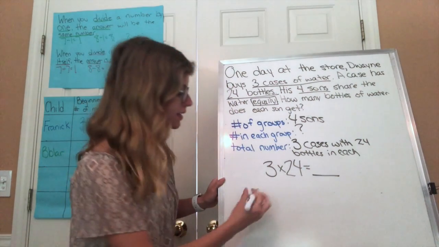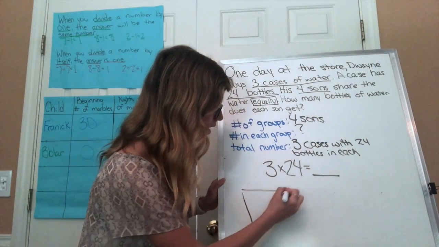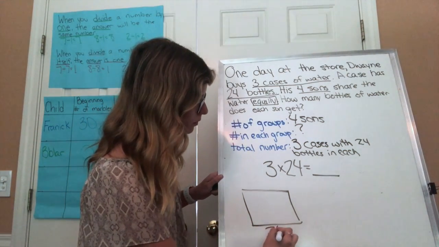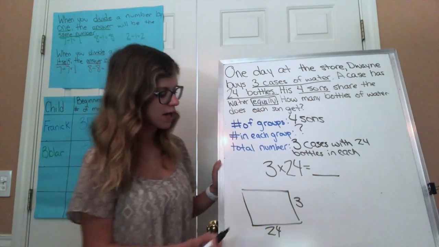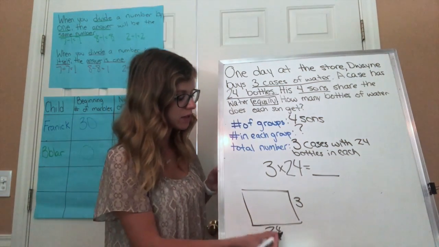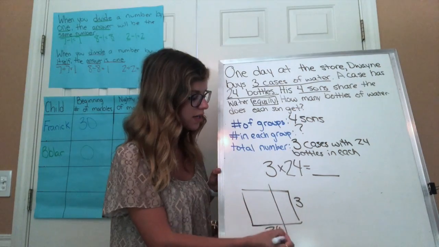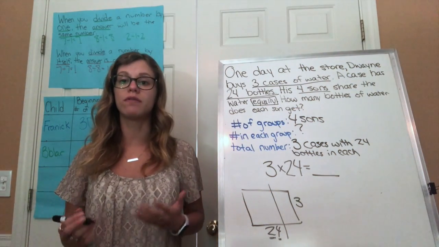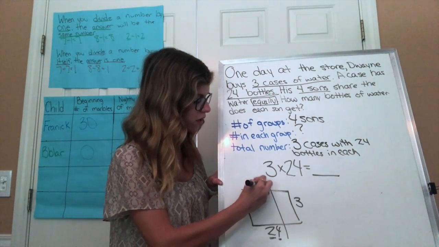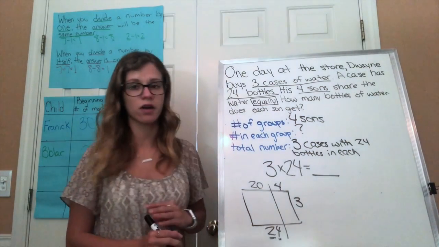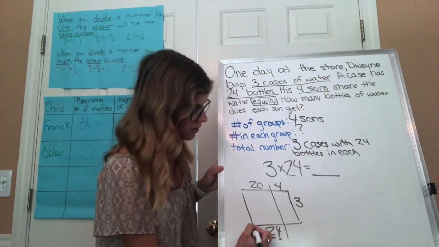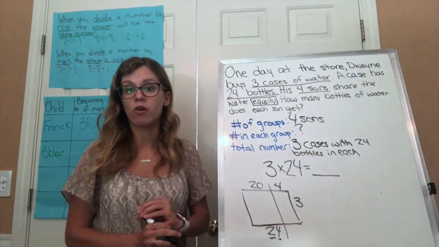What I can do right now is make an array to represent the numbers that I have. Underneath I'm going to put 24, and over here I'm going to put 3. And I'm going to split 24 into tens and ones, to make it super easy, since I know how to multiply by multiples of 10. So I would have 20 over here and 4 right here, because I know that 20 plus 4 equals 24, or my total, from that array.